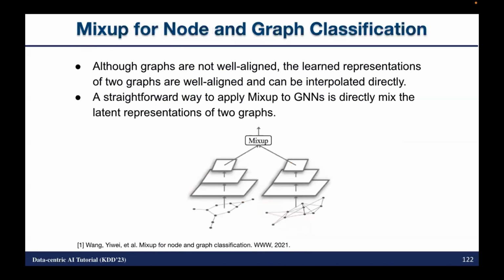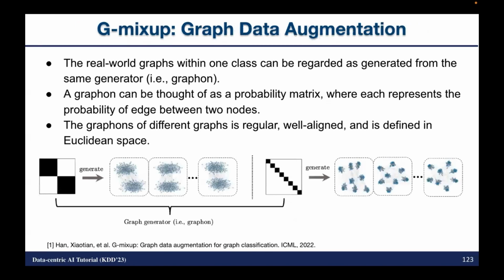A naive or intuitive method is that, although the original graphs are not well aligned, the learned representations of two graphs are well aligned and can be interpolated directly. So a straightforward way to apply mix-up to GNNs is to directly mix the latent representations of these two graphs. Further on this work, we may ask, can we directly mix up two original or raw graphs at the data level? So here is our ICML work, called G-mix-up, graph data augmentation.